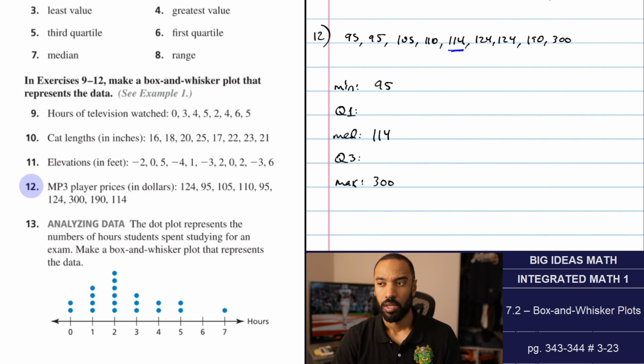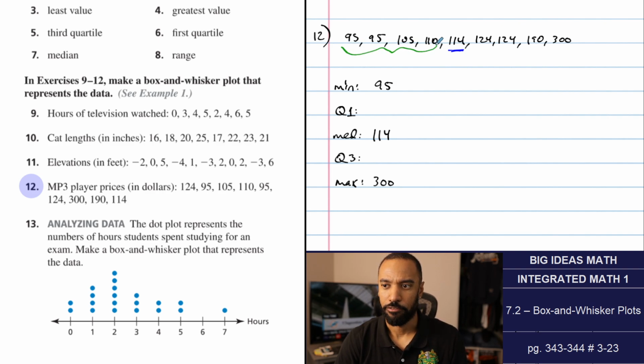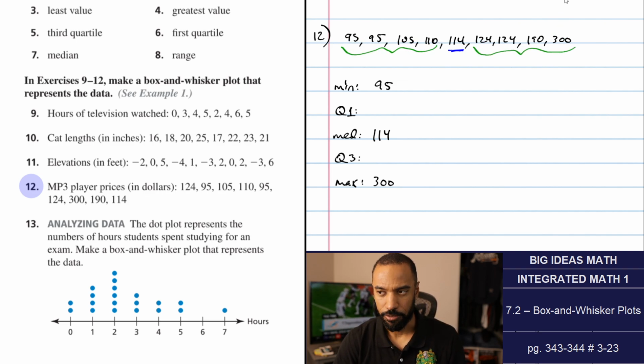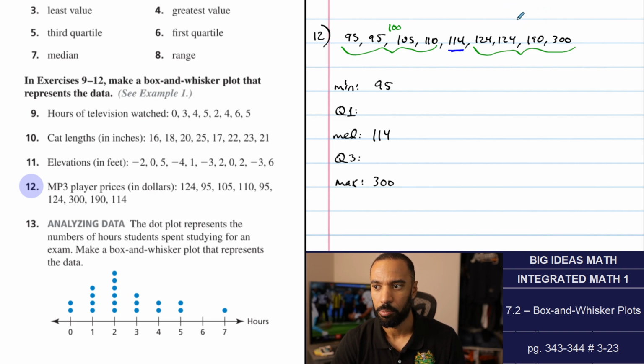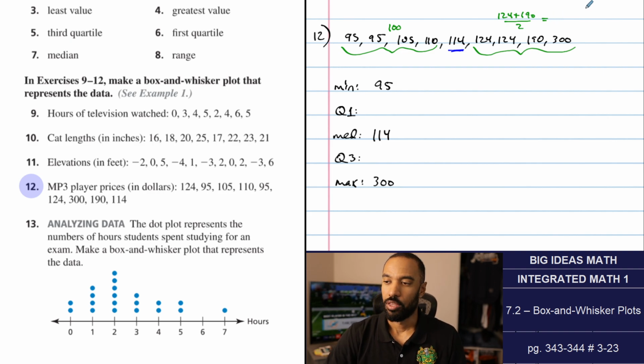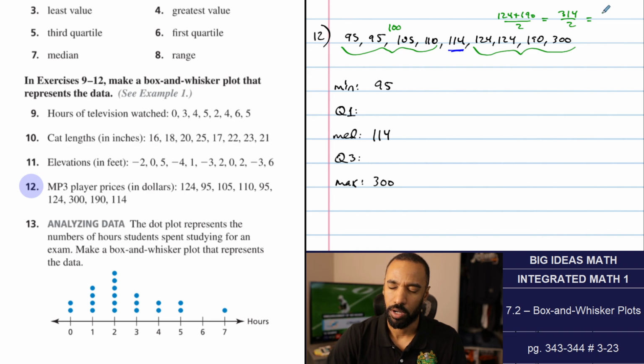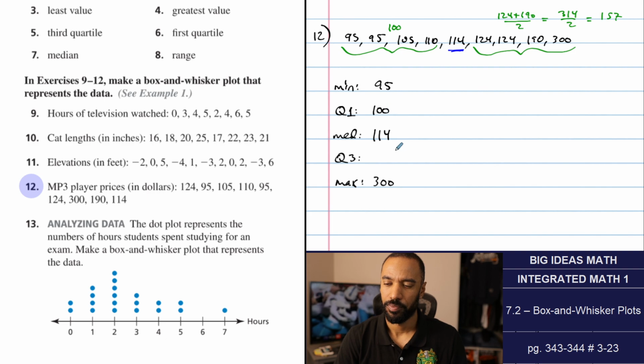Now this time, your upper and lower halves have 4 values, an even number, instead of 5. So we have to take halfway between 95 and 105. You can imagine that'll be 100. And between 124 and 190, maybe you can't imagine that as well, but we have to find halfway between. We have to add those up and divide by 2. That's one way of coming up with it, the way we've proposed before, so I think it's 314. 314 over 2 gives you 157. So Q1 is 100. Q3 is 157.